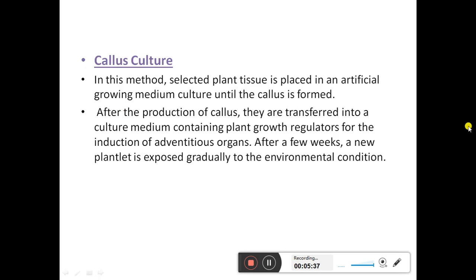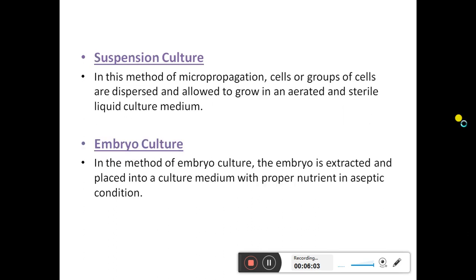Second is the callus culture. In this method, selected plant tissue is placed in an artificial growing medium until the callus is formed. After the production of callus, it is transferred into a culture medium containing plant growth regulators for the induction of adventitious organs. After a few weeks, the new plantlet is exposed gradually to the environmental conditions. The third is the suspension culture. In this method of micropropagation, cells or groups of cells are dispersed and allowed to grow in an aerated and sterile liquid culture medium.